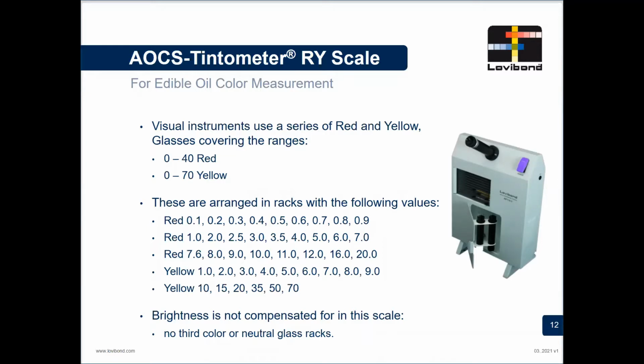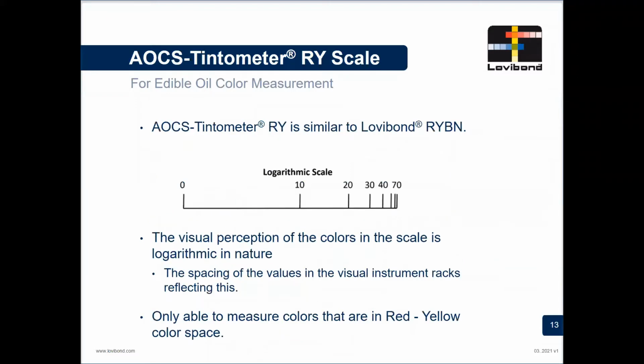The AOCS tintometer scale is a little bit different to Lovibond because you've only got the red and the yellow. We only have a range of 0 to 40 on red. We don't go to 70, but we still have the 0 to 70 range on the yellow. Now, we start having racks with equal values. These racks of the red and the yellow go up more following the logarithmic pattern. So again, it's similar to the Lovibond RYBN. We have a logarithmic scale again. It's a visual scale. And the spacing in the racks reflects that. But there is a limitation to the AOCS scale, and that really is that it's only good for measuring colors in the red, yellow, so the amber color space. So it's not really suitable to measure your olive oils because you haven't got that blue component.